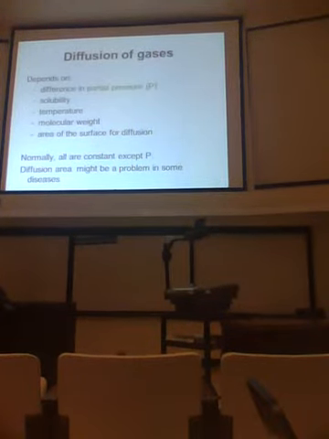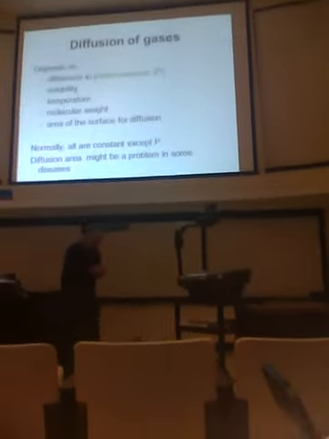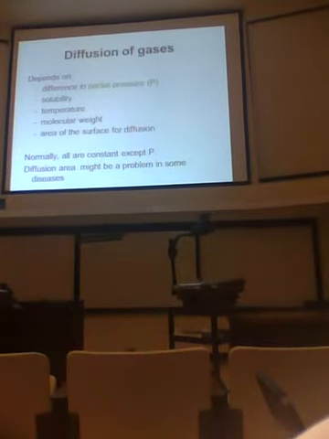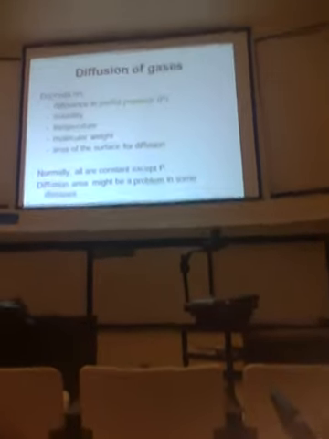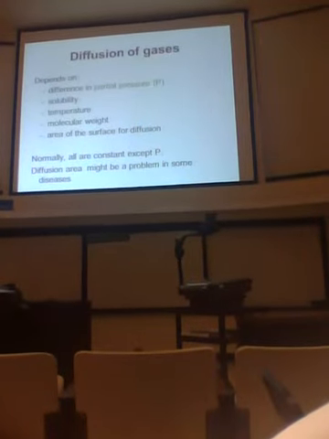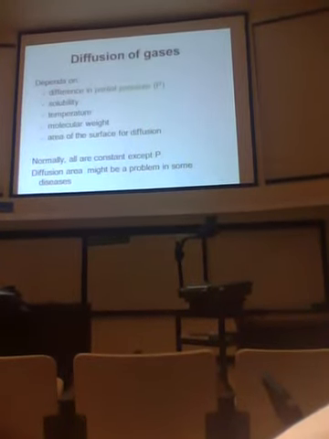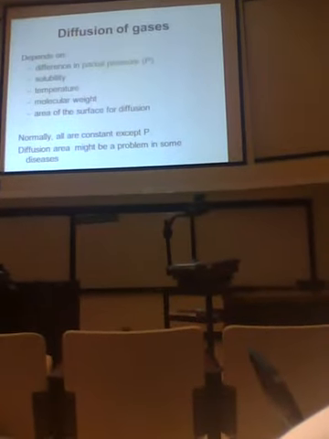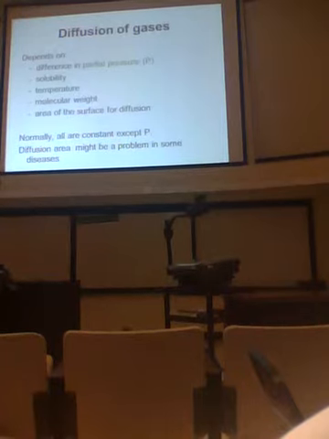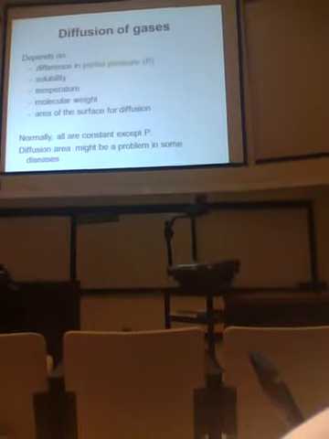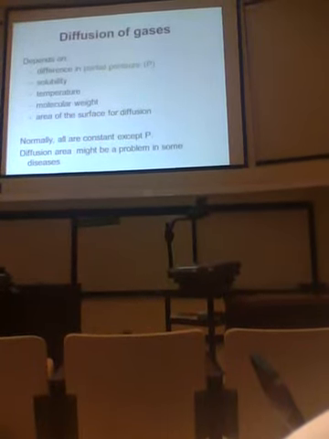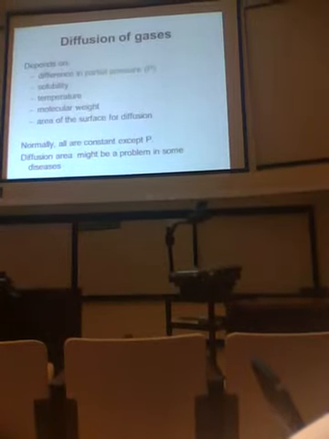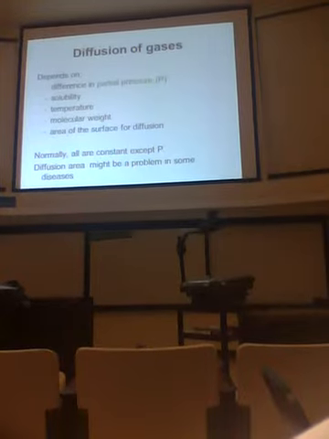So here you go. The diffusion of gases then depends on a number of different things. Now most of these stay constant. Not all of them, but most of them stay constant. The diffusion of gases depends on the difference in the partial pressure. So the pressure of the gas will determine which direction it diffuses in. It depends on the solubility of the gas. That's going to be a constant for any given gas. It depends on the temperature of the gas.